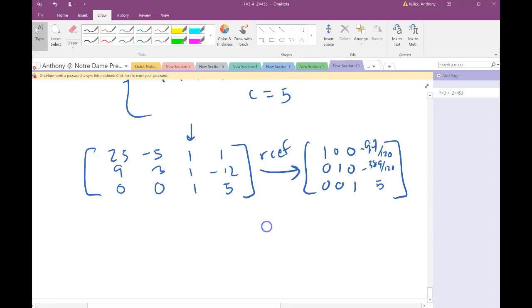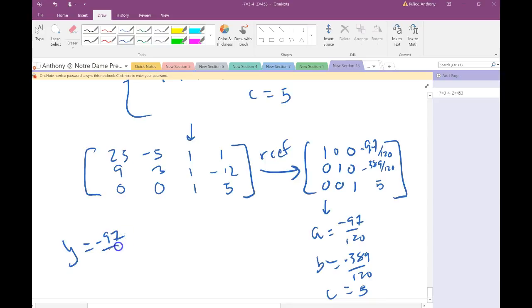There we go. And then now my final answer. It tells me my value for A, my value for B, and my value for C. So I can say then y equals 97 over 120 x squared minus 389 over 120 x plus 5.